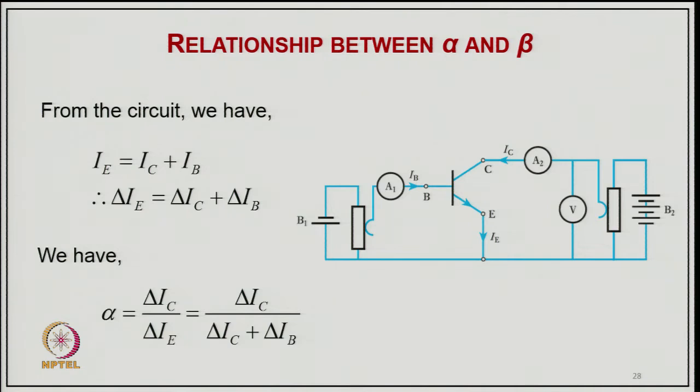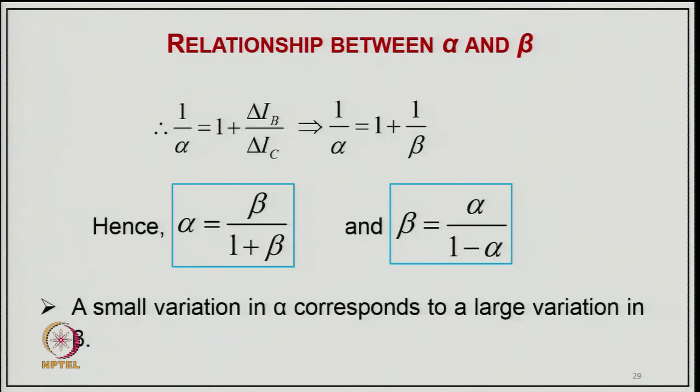Now from this circuit, the emitter current is the sum of the collector plus base current, or delta IE is equal to delta IC plus delta IB, and we have alpha equal to delta IC upon delta IE, and that is delta IC upon delta IC plus delta IB. So, this gain is certainly less than 1, because delta IC appears in both, and delta IB, even if it is small, will cause alpha to be less than 1. You can put the value as 1 upon alpha equal to 1 plus delta IB upon delta IC, or 1 upon alpha equal to 1 plus 1 upon beta.